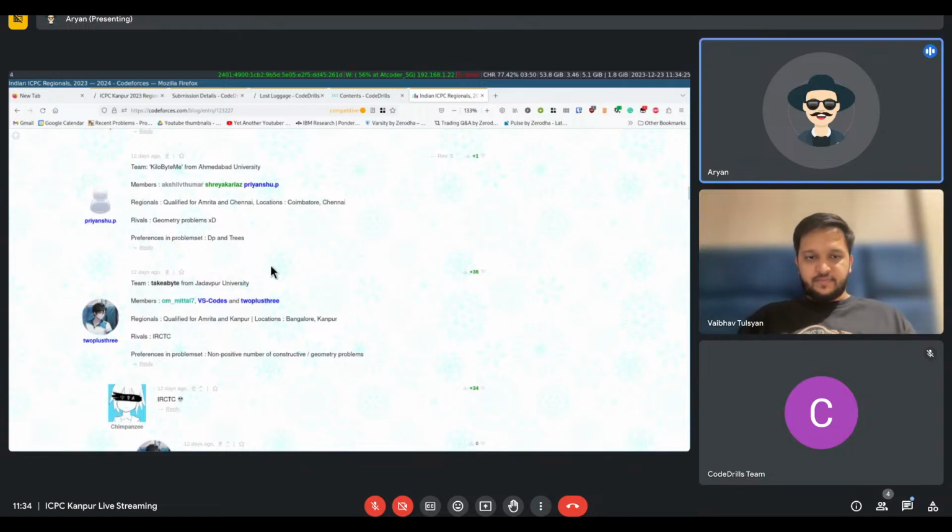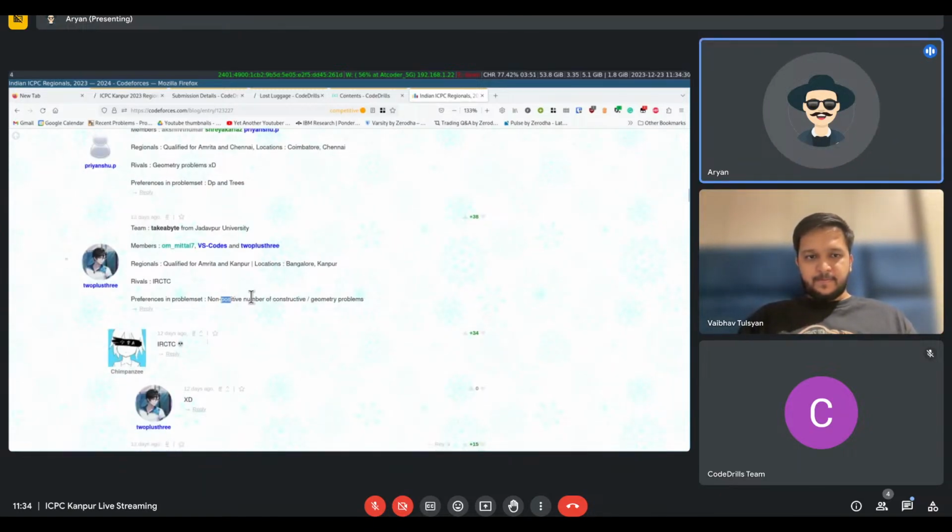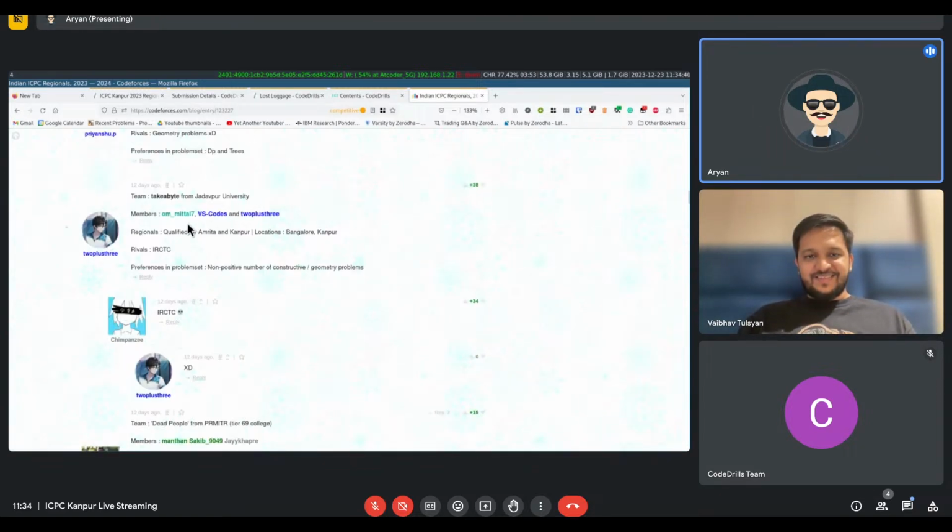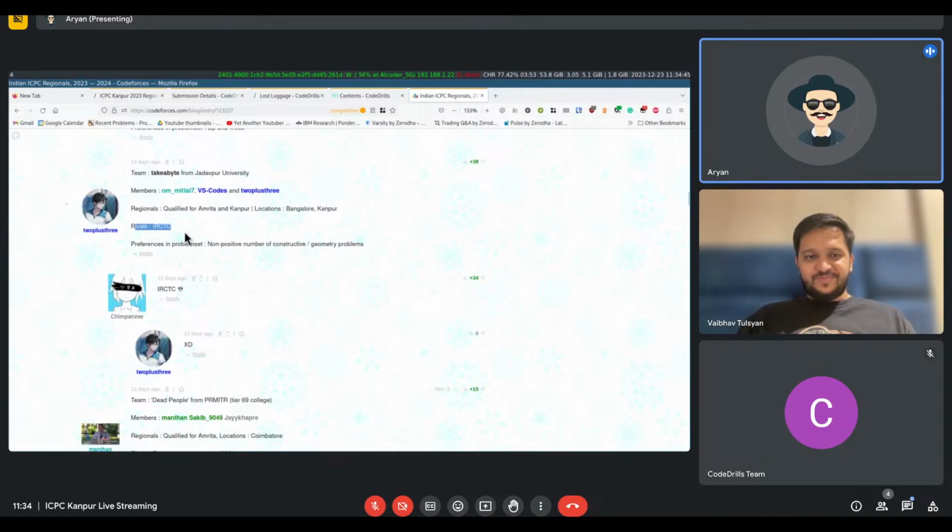Then we have Take a Bite from Jadavpur University. It says non-positive number of consecutive geometry problems. Non-positive means they essentially say -1 or zero problems as consecutive geometry. And they have also mentioned IRTC as their rivals. I believe it's coming from the fact that regionals were postponed multiple times, so teams have to cancel their tickets and book again.